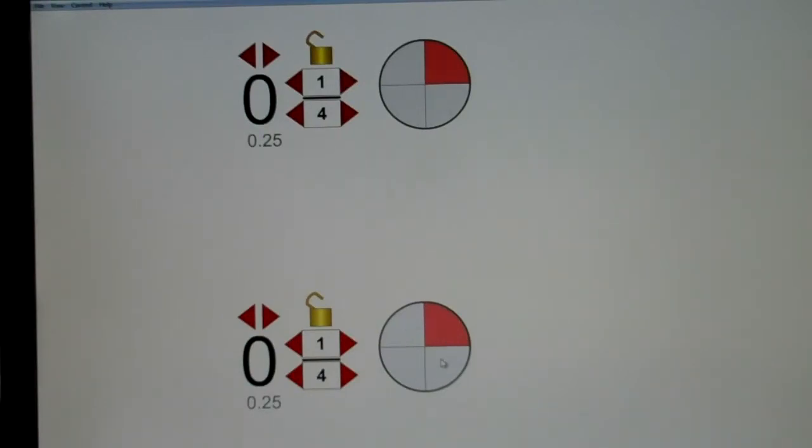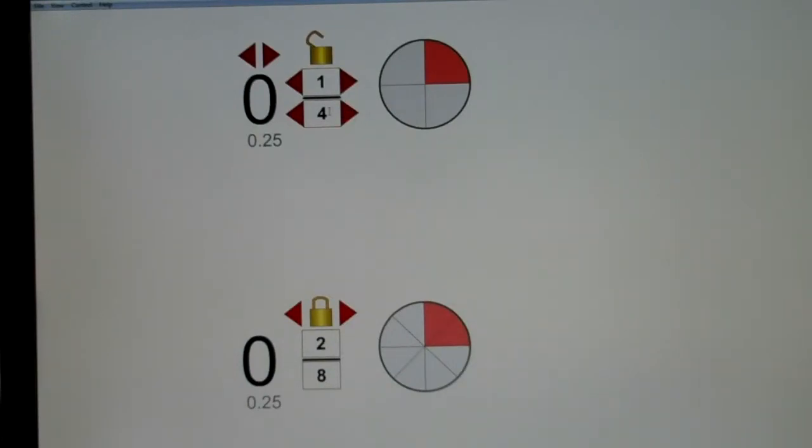And I've got exactly the same thing set up at the bottom. I'm going to lock the bottom one and move up to the next equivalent fraction. It changes to 2 out of 8. These are called equivalent fractions because you'll see that the red area that's shaded is identical in both of them, so they both represent actually the same quantity.